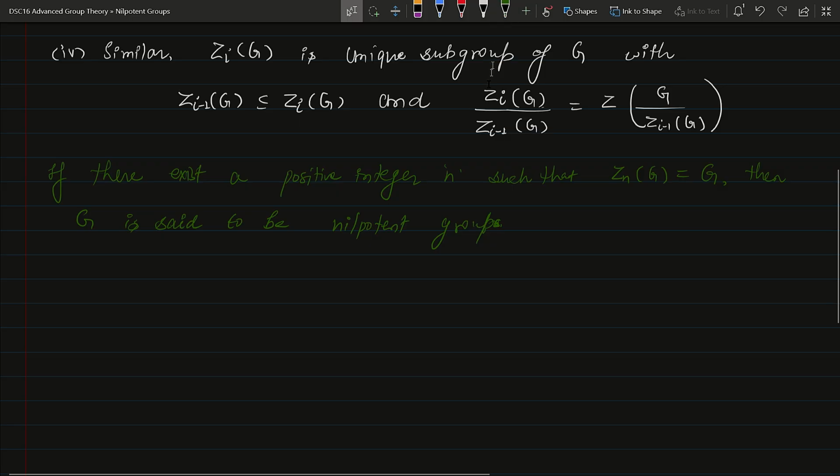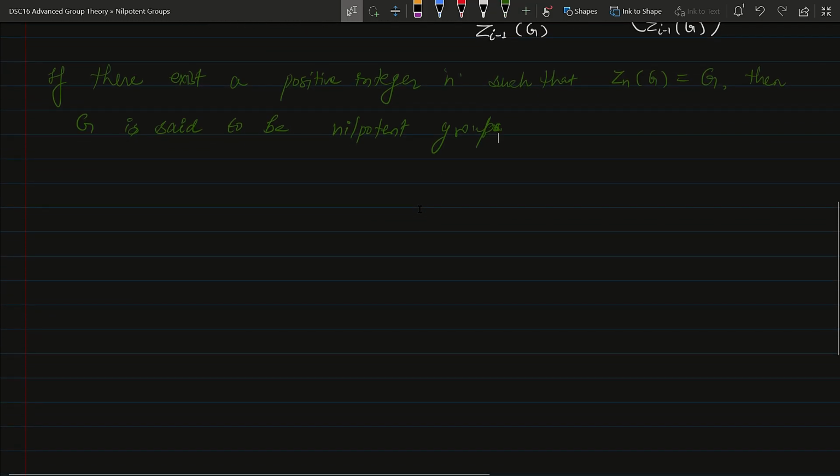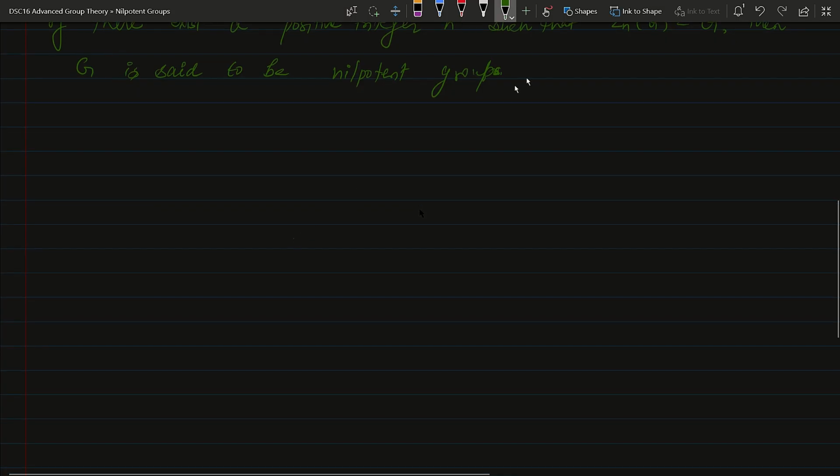Now we have already studied soluble groups and abelian groups, and in the discussion of soluble groups we have discussed that each abelian group is soluble. Now the question is: if we have any nilpotent group, is it soluble? The answer is yes. We have that every nilpotent group is soluble.